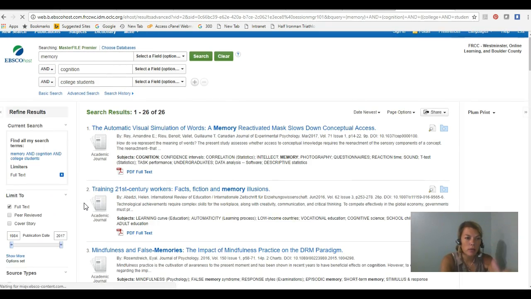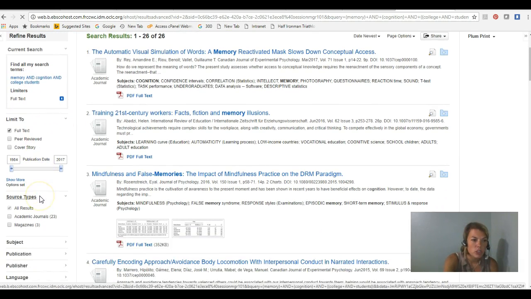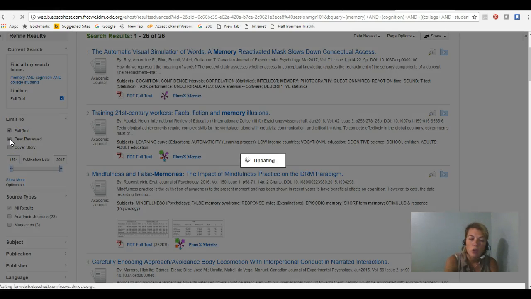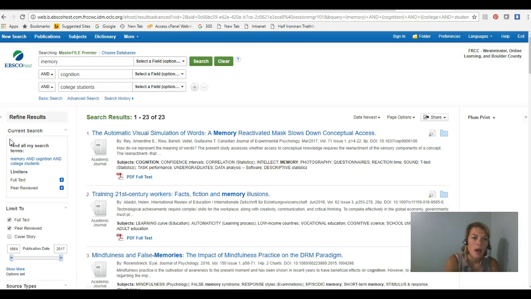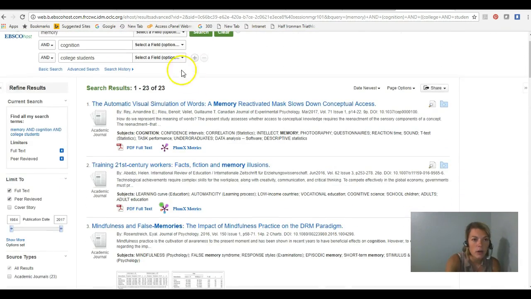I've already got a couple of things limiting my results here. I want full text. I'm also going to check this peer-reviewed box because I'd like to make sure I have sources that are academic and scholarly. That's the benefit of the databases because you don't have to pay for them here like you would on an advanced Google search. But then I'm going to come down, look, I've already got 23.